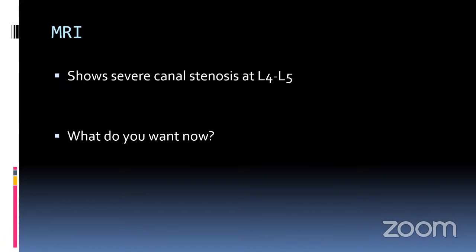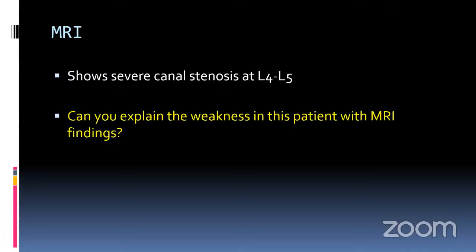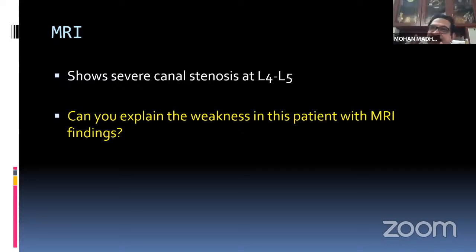CSF and EMG studies, sir. Okay. So my question is, can you explain any of these findings with your MRI finding? No, sir. No, that's the answer I want. So straight away, even if you find canal stenosis, don't think that is causative. You are missing something there. Maybe it was there earlier, so what? But that cannot explain the proximal muscle weakness. So that is totally an incidental finding.